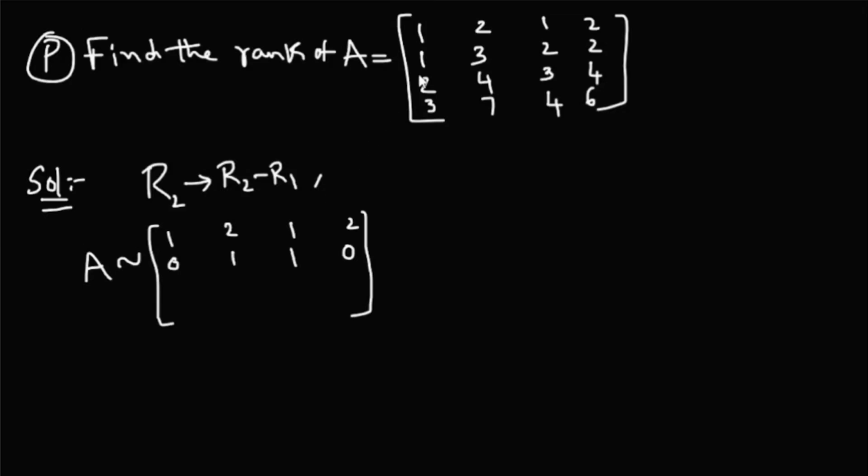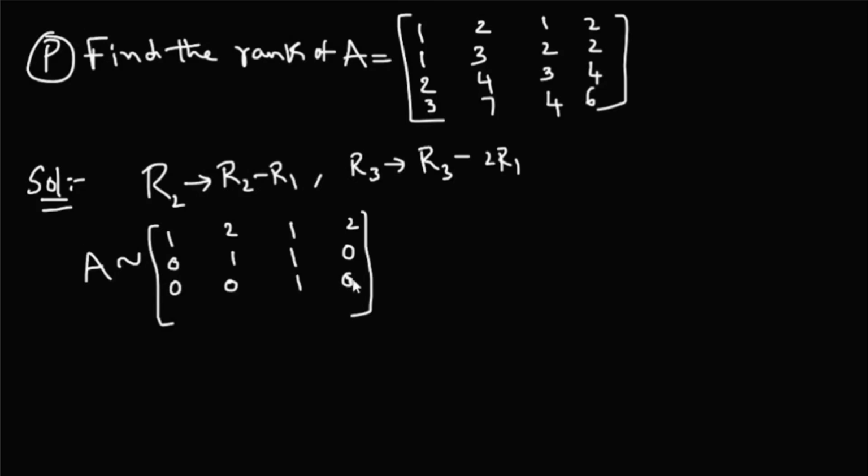Next, we need to get a 0 here. For that, R3 implies R3 minus 2R1. You multiply the R1 by 2 and take the difference. You will get 0 here. So R3 minus 2R1: 0, 1, 0.